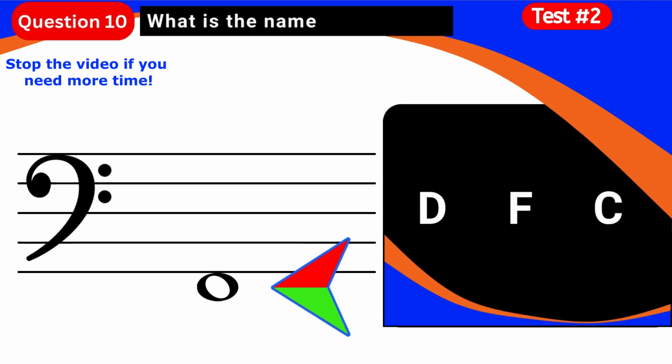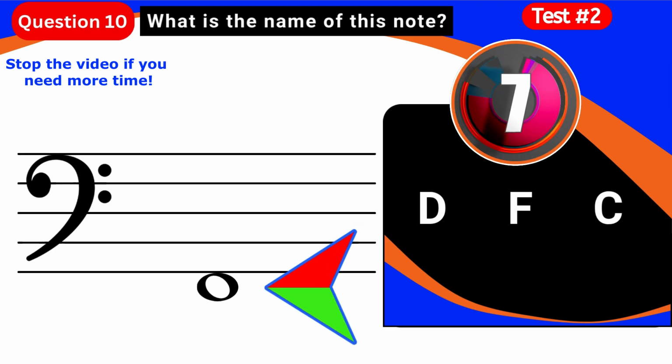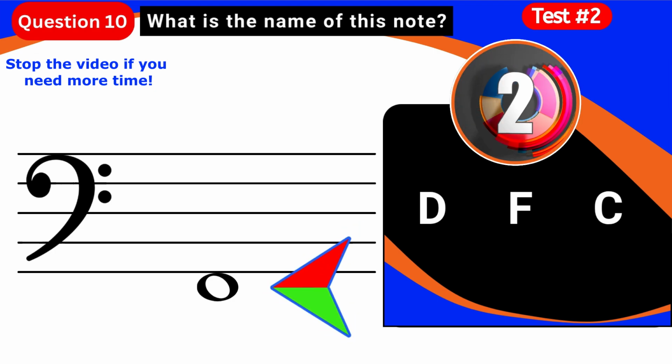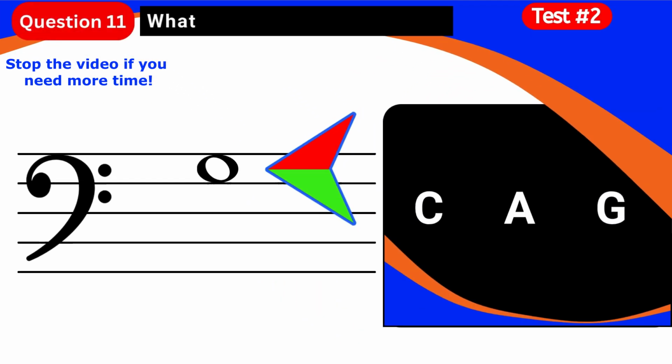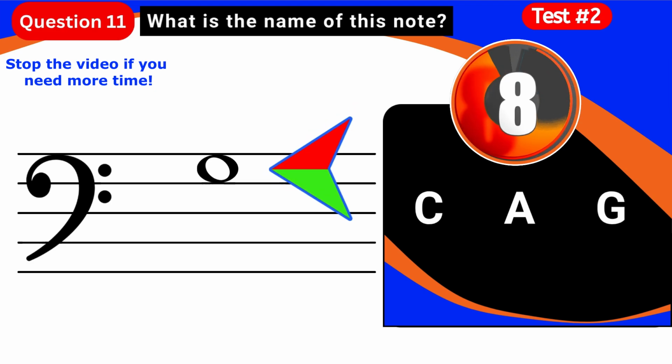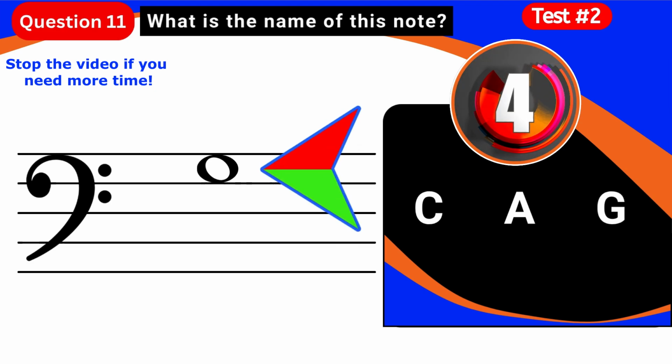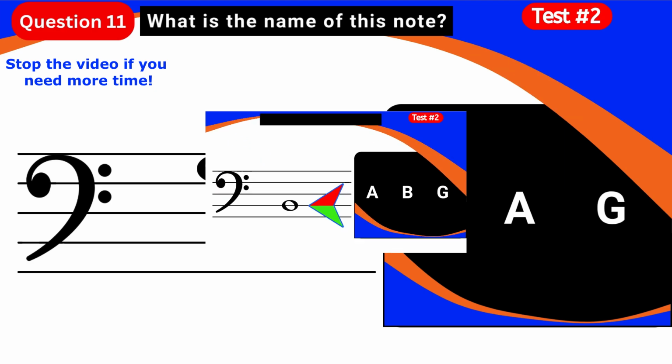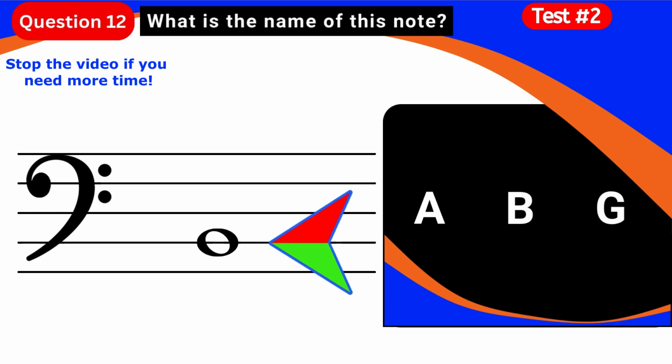Question 10. What is the name of this note? D, F, or C? Question 11. What is the name of this note? C, A, or G? Question 12. What is the name of this note? A, B, or G?